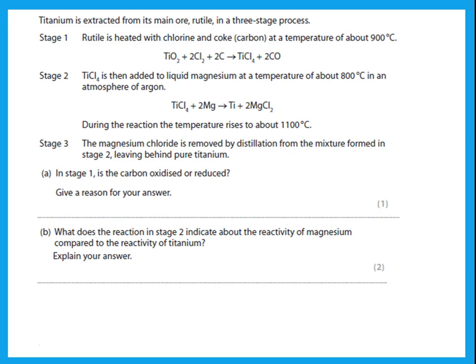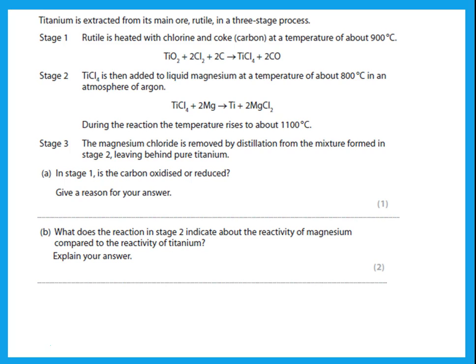Titanium is extracted from its main ore, something called rutile, in a 3-stage process. Please do not be shocked if you see something you've never heard. I don't care what rutile is. He is going to tell me what it is, since I did not study it. So rutile is heated with chlorine and coke at a temperature of about 900, and he gives you the equation. This gives you titanium chloride. Titanium chloride is then added to liquid magnesium at a very high temperature, and then during the reaction the temperature rises to about this. Magnesium chloride is removed by distillation from the mixture formed, leaving behind pure titanium.